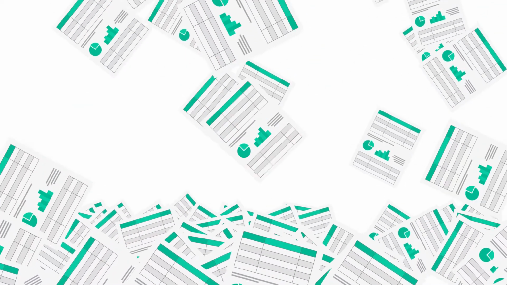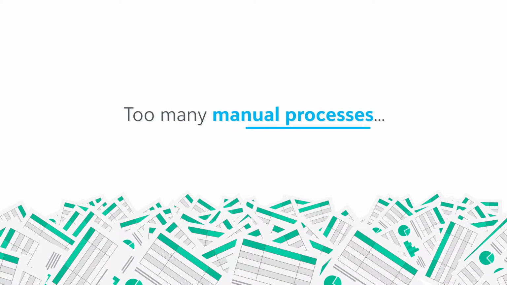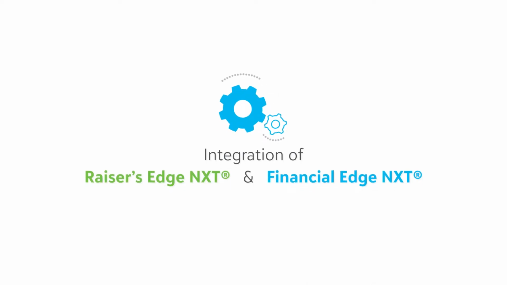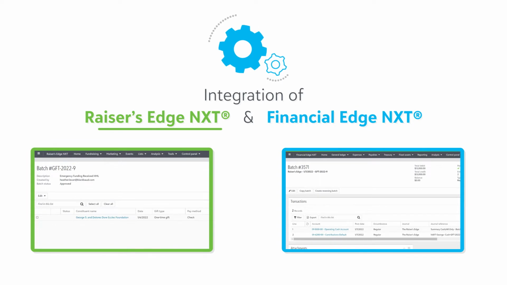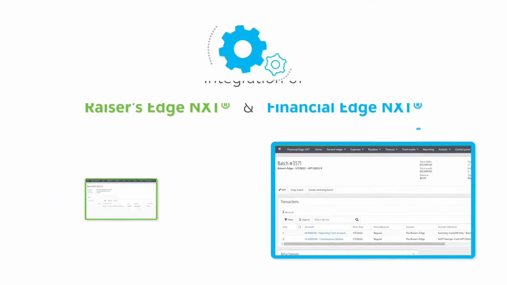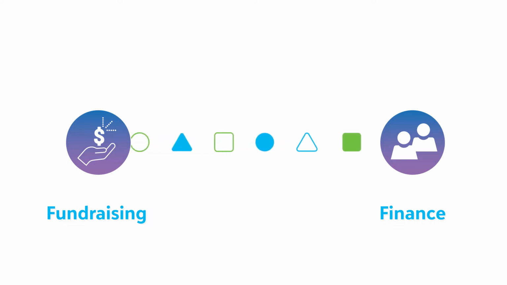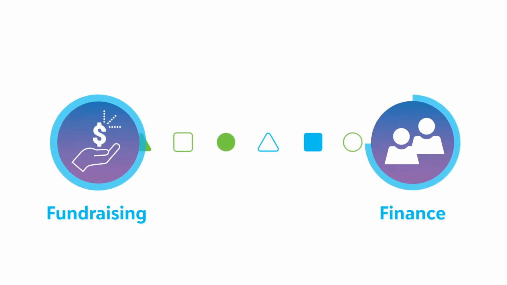Are you behind on reconciling your fundraising activity due to too many manual processes? You may be doing more work than necessary. We can improve that. You have the ability to map your systems together through integration using Razor's Edge NXT and Financial Edge NXT. We map those two solutions so information can flow naturally from fundraising into finance. Let me show you how it's done.